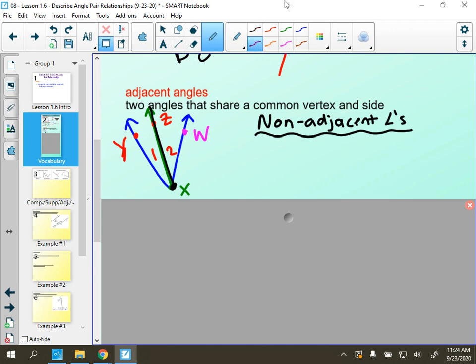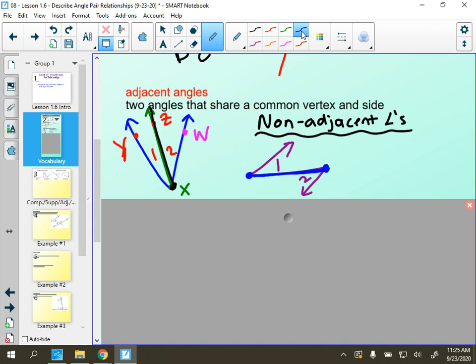So let's look here. What if I give you angle 1 and angle 2? Why are those not adjacent? They're sharing a side, definitely. Like this side is a common side for both of those, but the problem is angle 1's vertex is here and angle 2's vertex is there. They're not sharing a vertex, so we've only met one of their criteria.